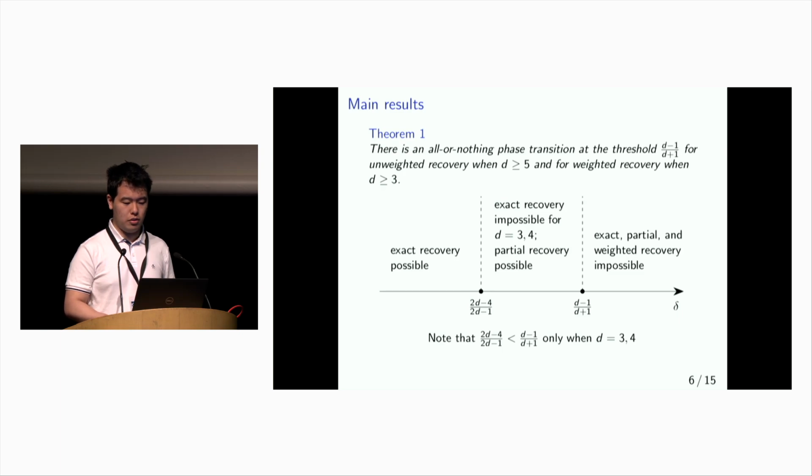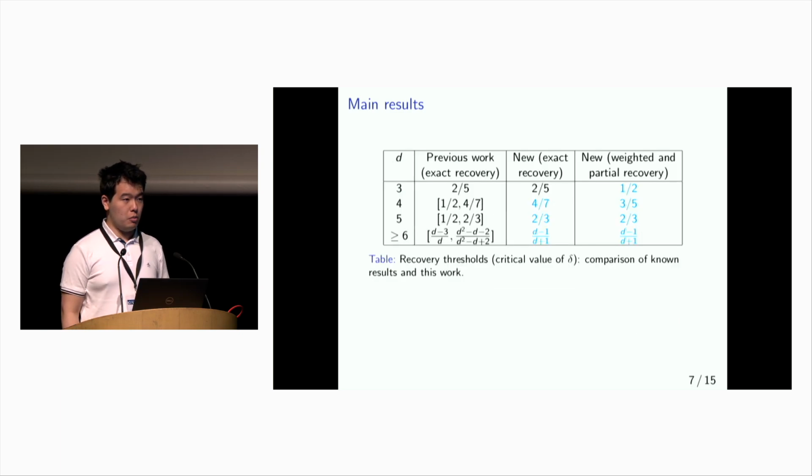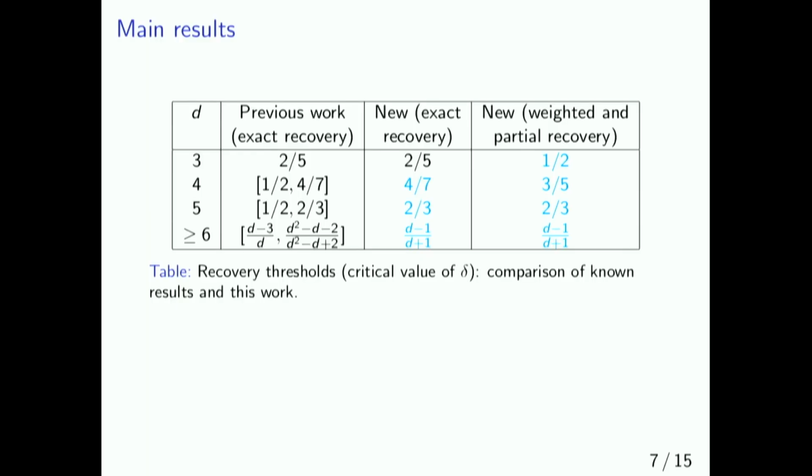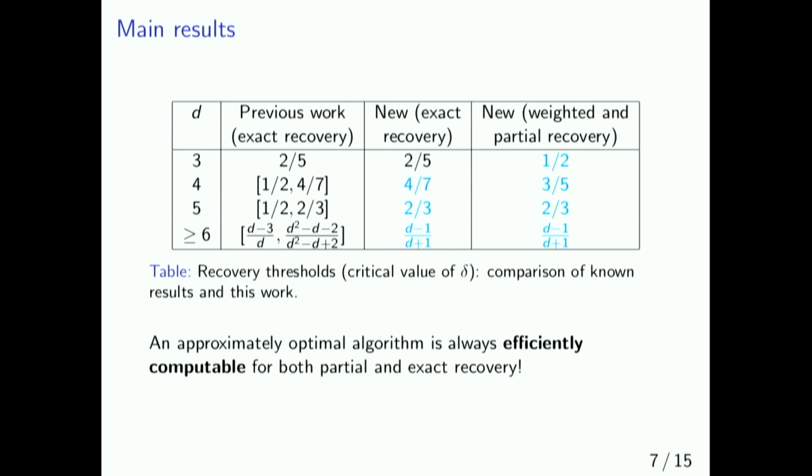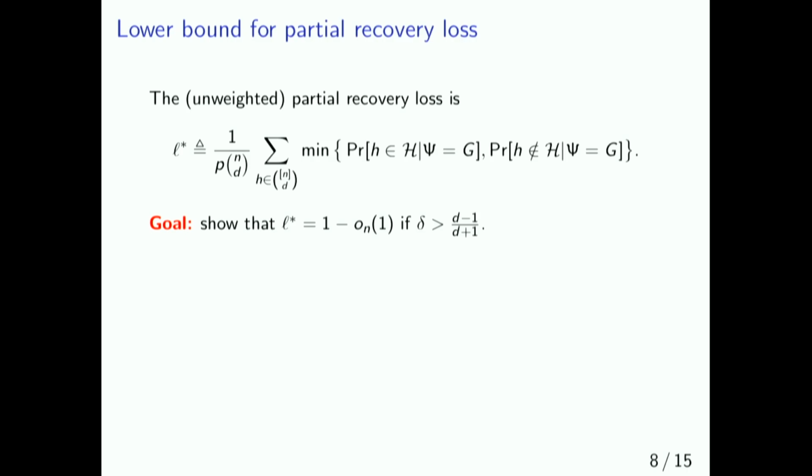So the probability of exact recovery is approximately 0, and the partial recovery loss is also approximately 0. This table summarizes the contributions of this work when compared to previous results. As you can see, for exact recovery, when D is greater than or equal to 4, we locate the threshold exactly, and for weighted and partial recovery, we also compute the thresholds. I'd also like to mention that an approximately optimal algorithm is always efficiently computable for both partial and exact recovery, as well as for weighted recovery.